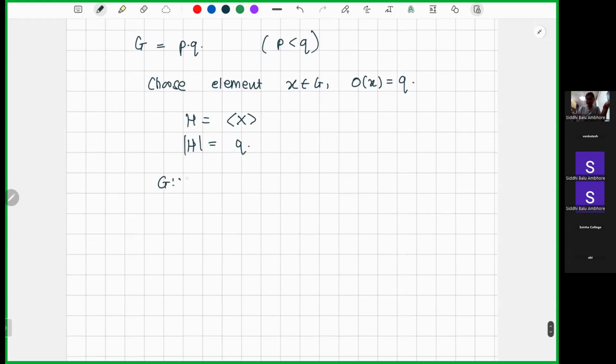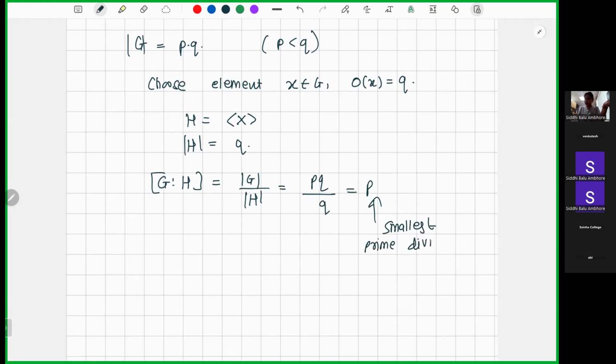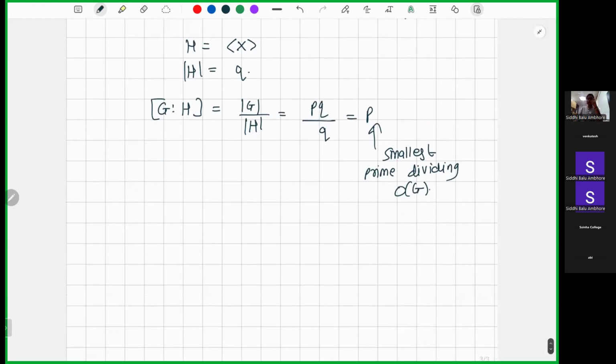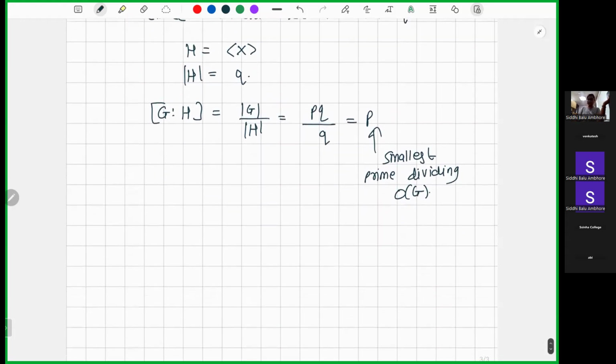And then when I take this G, the index of this H will be P, and this P is now the smallest prime dividing the order of G. So again, therefore, this H becomes a normal subgroup of G.